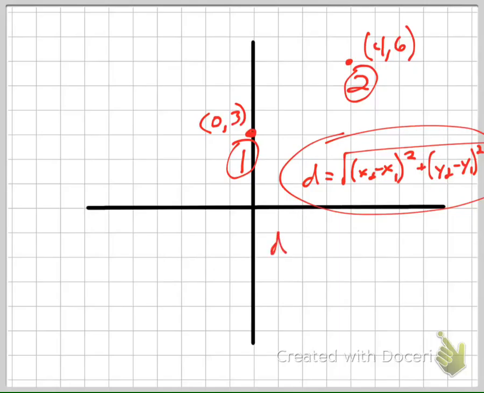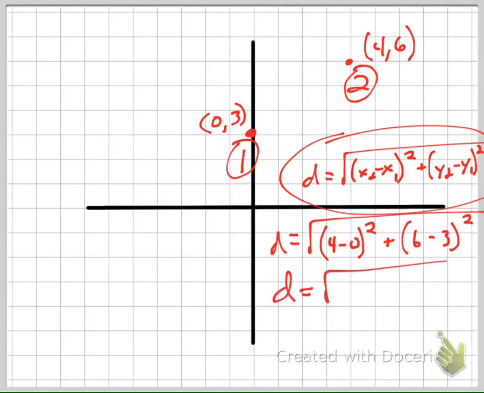What is the distance formula? So distance equals, okay, what is x2? 4. What is minus, what is x1? 0. 0 squared plus, what is y2? 6. 6 minus, what is y1? 3 squared. So distance equals 4 minus 0, so what is 4 squared? 16. 6 minus 3 is 3. What is 3 squared? 9. Plus 9 is distance equals the square root of 25. What is the square root of 25?